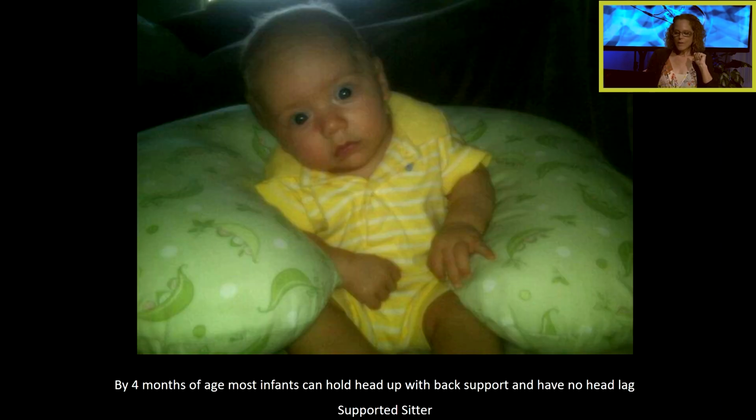By 4 months of age, most infants can hold their head up with some back support and have no head lag. This is an example here of what we call a supported sitter.